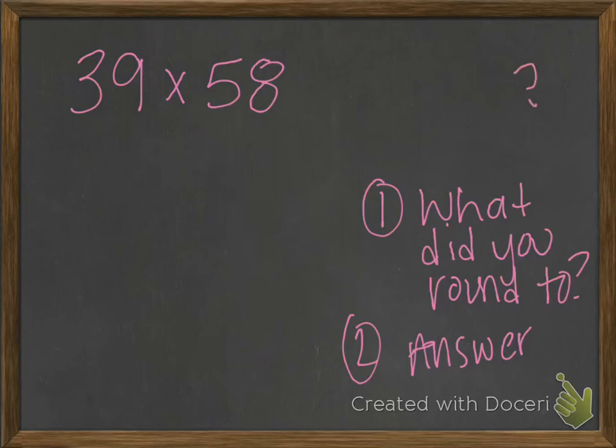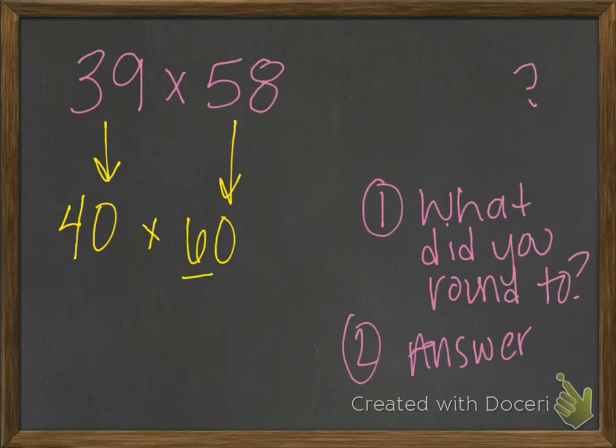All right, so we can solve together now that you've done it on your own to see if we got the same thing. So I would round this to 40, and I would round this to 60, and I know that 6 times 4 is 24. Add my 2 zeros, and I would have gotten 2,400. All right, let's try another one.